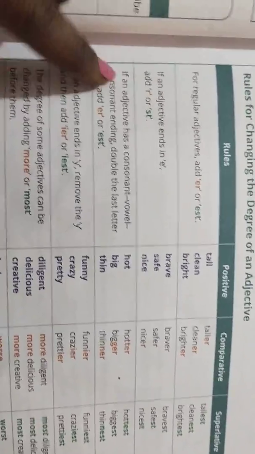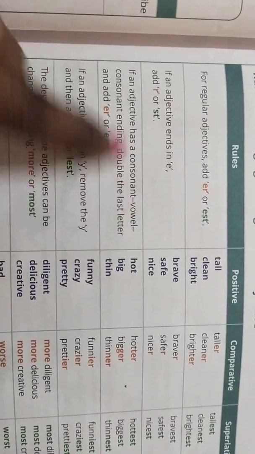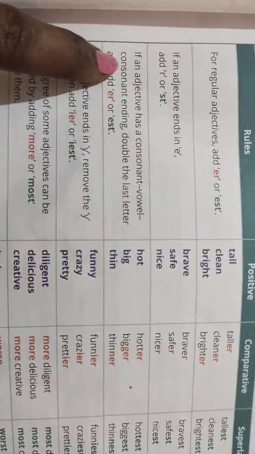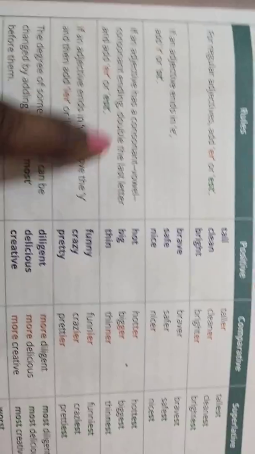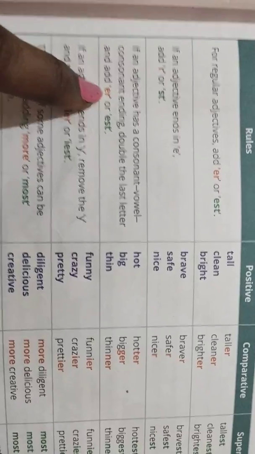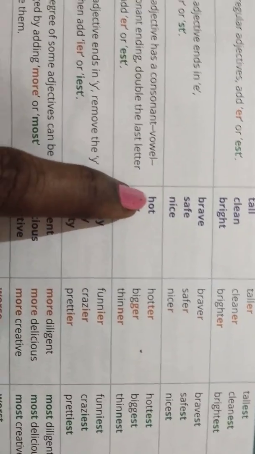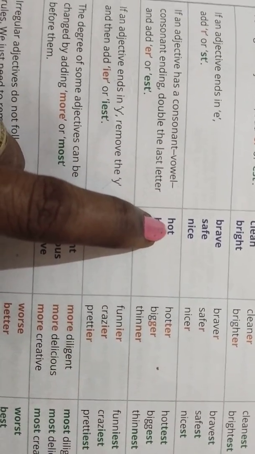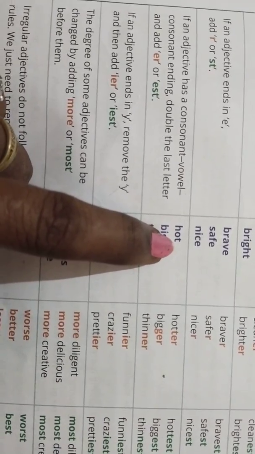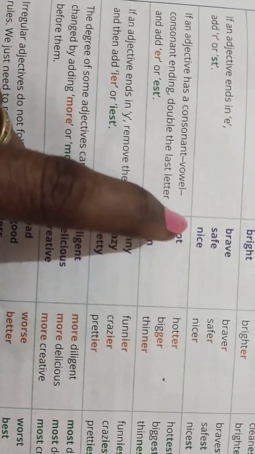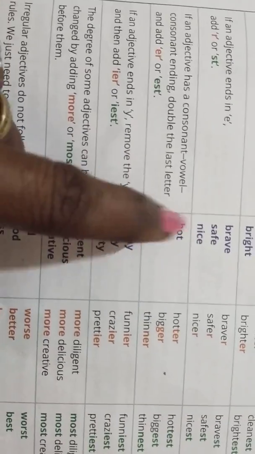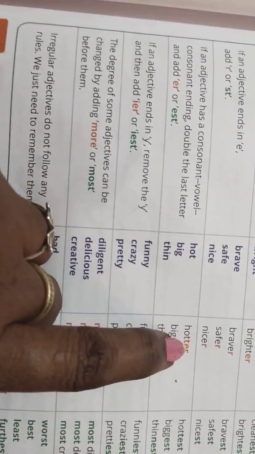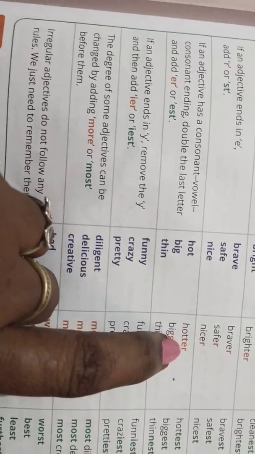Then rule 3: if an adjective follows the CVC rule, which I already told you about: consonant, vowel, consonant. We need to double the last letter and add 'er' or 'est'. Let us see 'hot'. H stands for consonant, O stands for vowel, and T stands for consonant. So here the CVC rule is applied. When you see the CVC rule, you have to add one more of the last letter and then just add 'er' to it.